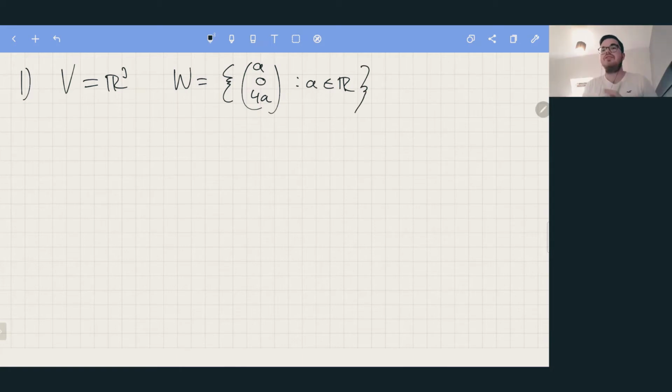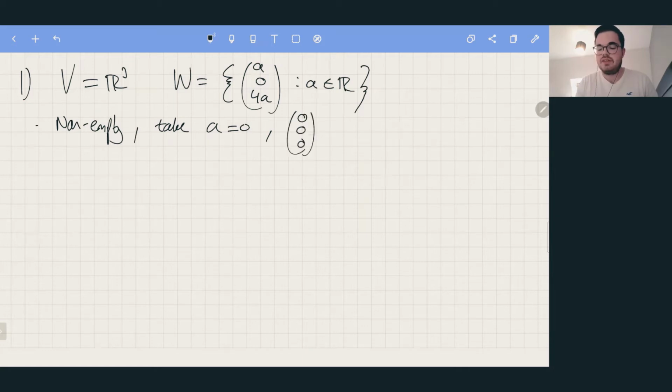First we need to show, is this set W non-empty? It is non-empty because, since A can be any real number, we could take A to be equal to 0. In that case, we'd have (0, 0, 0), the zero vector, in W. So W is not equal to the empty set. It is not empty. So first one, tick.